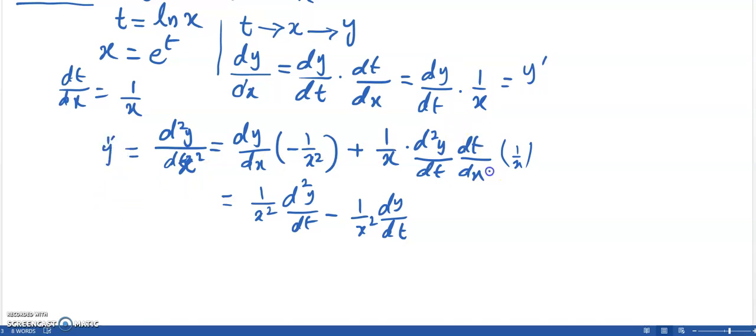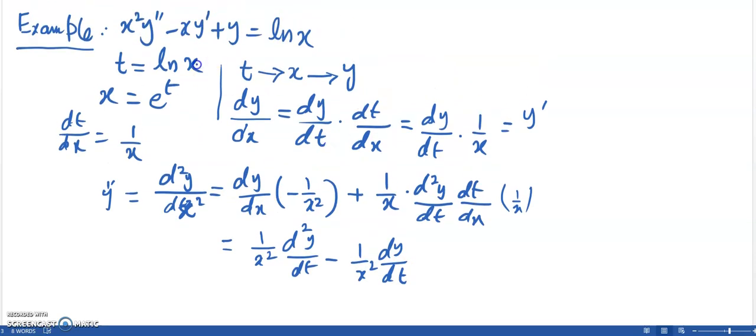Okay, so if we input it into this equation, what we get is x square, and then here, multiplied by 1 over x square, will be d2y over dt square minus dy over dt.